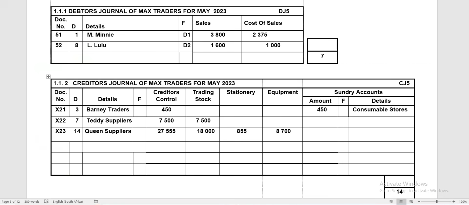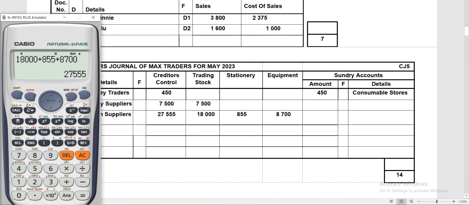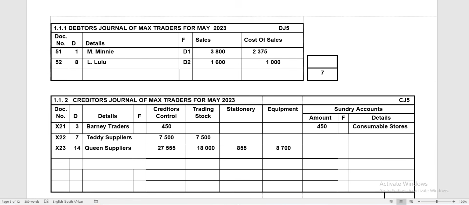We can verify our calculations by just adding the things that they are saying we bought. So if we say 18,000 plus 855, and then plus 8,700, it gives us 27,555. So we are done recording that transaction. It's as easy as that. Then we can go to the next transaction and hear what it says to us.